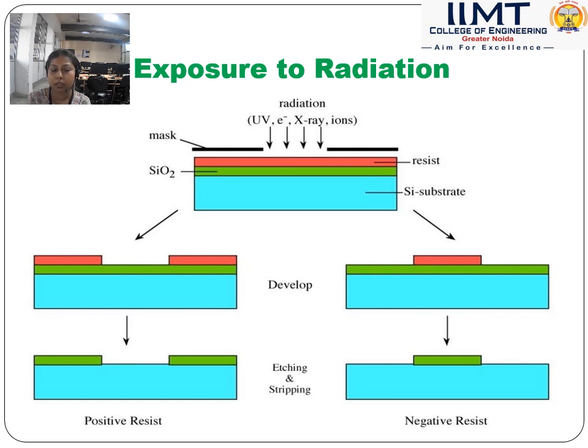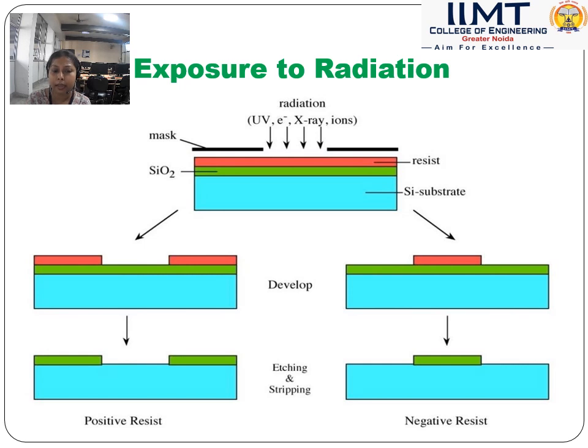As we see here, by using positive photoresist, we can select the middle portion of the area for fabrication of a diode, as light is exposed over the surface, and that radiation is ultraviolet, electron beam, X-ray and ions. The silicon dioxide is already developed over the silicon substrate, and over it we use our photoresist material. The photoresist materials are positive and negative according to application.